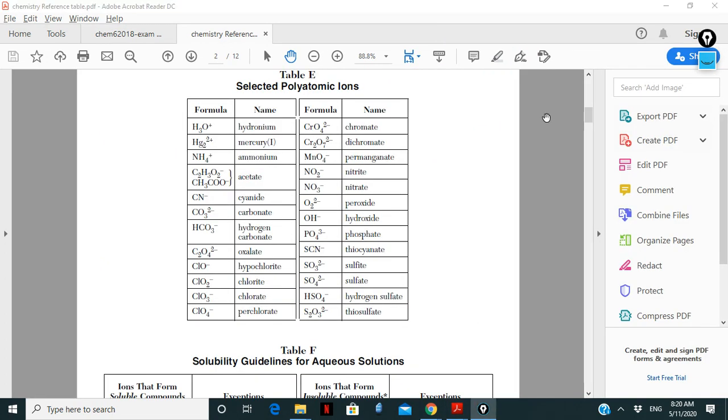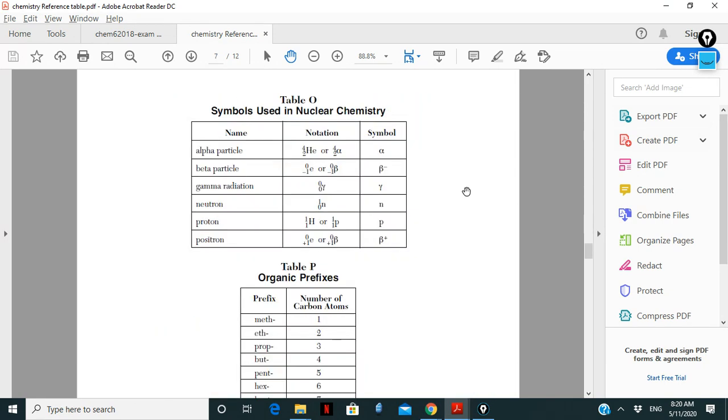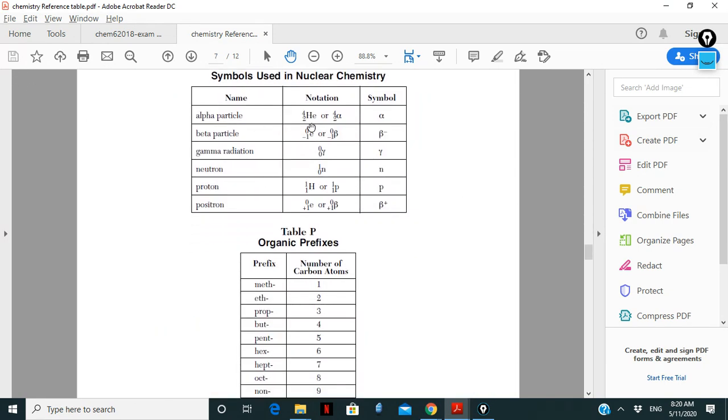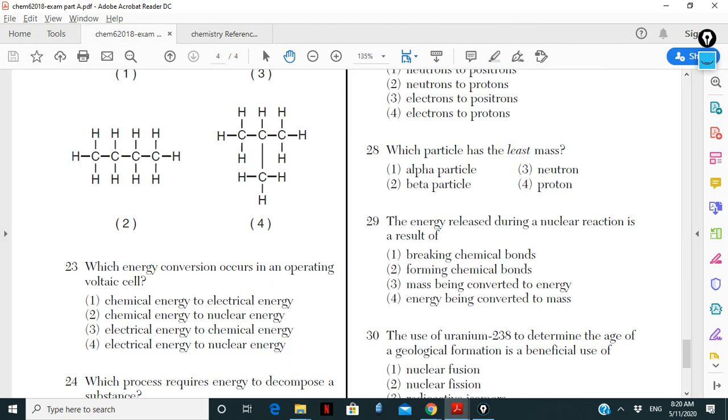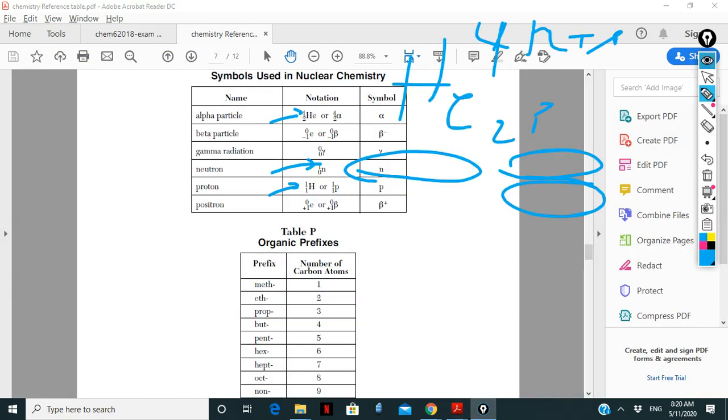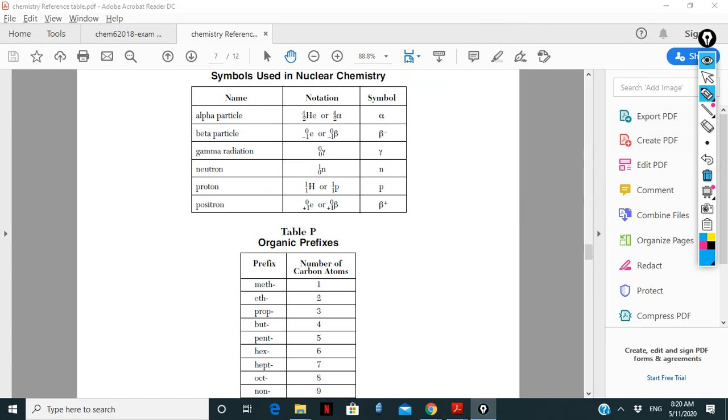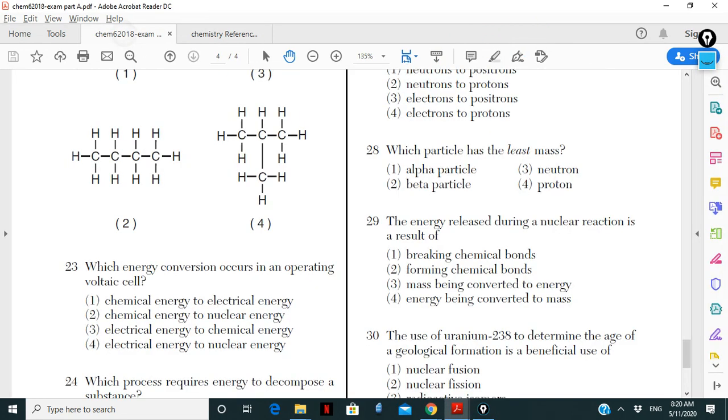And if you don't remember, you can go to your reference sheet. Here it's showing you that the neutron has mass, the proton has mass, and helium has mass. The only one that doesn't have a mass is the beta particle. The beta particle is an electron, so it doesn't have mass. The number on top is the mass number. So in that case, I'm picking beta particles. So 28 is 2.